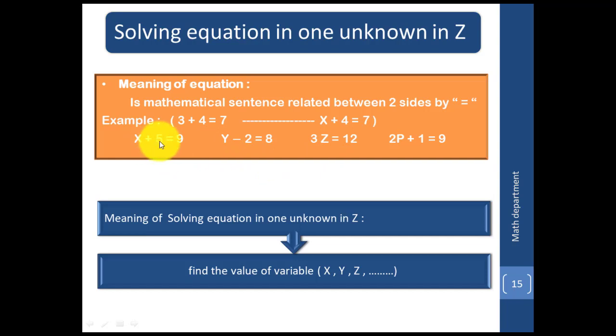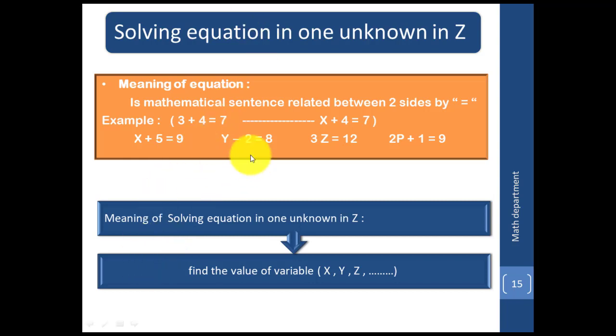Here I want to cancel plus 5. How can we cancel plus 5? Make minus 5. Make minus 5 in one side? No, we must make minus 5 in the two sides. Here minus 5 and here minus 5. Why? Because here we have an equation with two equal sides. To make an operation in one side, we must make the same operation in the other side.